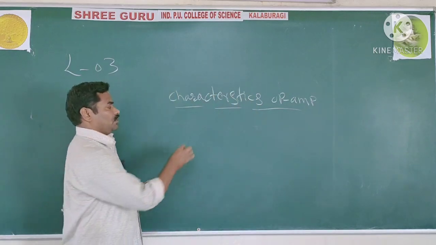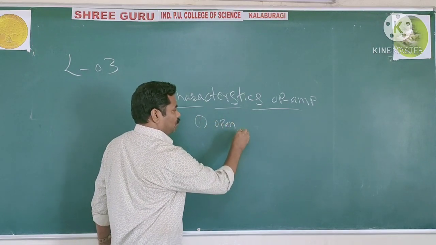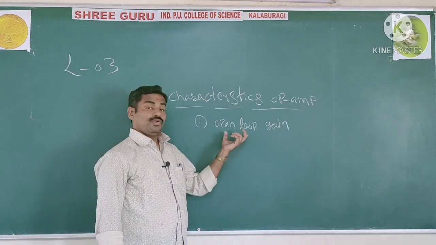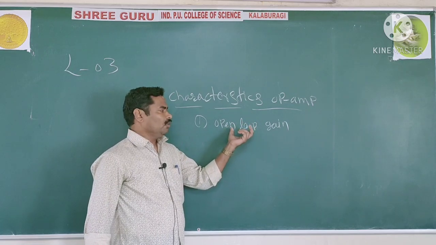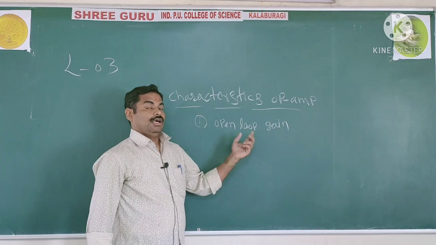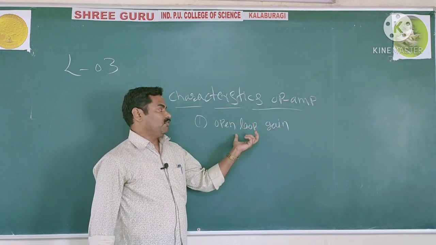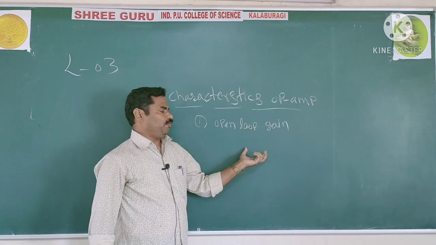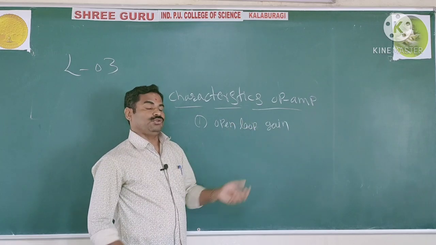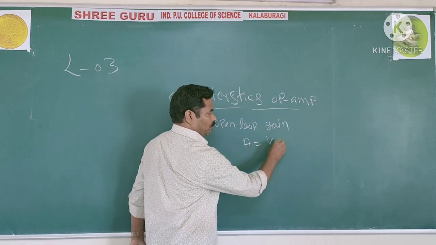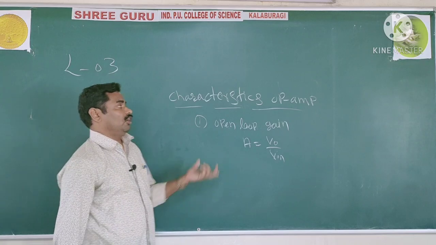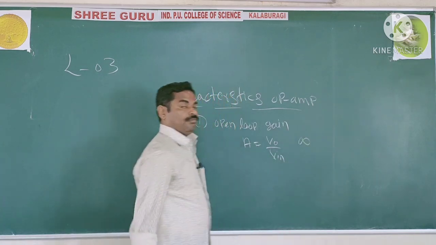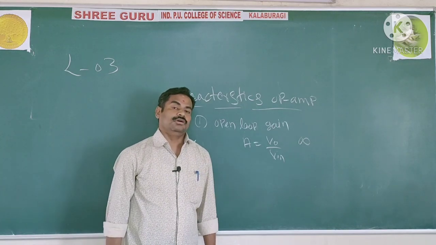The first important characteristic is open loop gain. I also said this at the time of feedback amplifiers. What is called open loop gain? The gain without feedback. Open loop gain is nothing but the gain without feedback, and gain with feedback is called closed loop gain. As we know, open loop gain is equal to V0 by V. As usual, in your operational amplifier, ideally it has infinite open loop gain. But as we know, no one is ideal, and it is not possible to construct any ideal device.